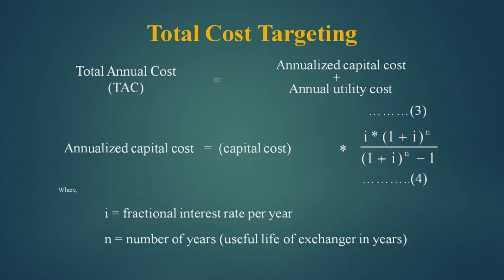So, the total annual cost, TAC, is equal to annualized capital cost plus annual utility cost. Here we have added both the costs, that is capital cost and utility cost, to form a factor which is called total annual cost. Here I is the fractional interest rate per year and n is the number of years, that is the useful life of the exchanger in years.